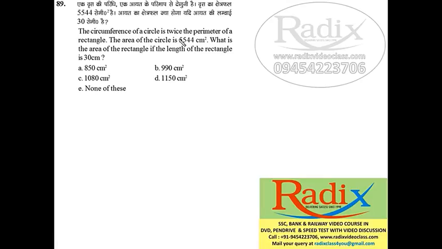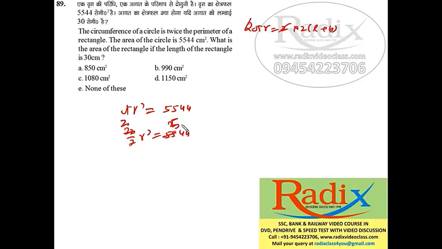The circumference of a circle is twice the perimeter of a rectangle. Now circumference is 2 pi r, twice the perimeter. Perimeter is 2 into (length plus breadth), right? So this 2 cancels. Now the area of circle, pi r square, is equal to 5544. Now 22/7 r square is equal to 5544. Now cancel it by 11. 11 2 ja, 5 ja, 0 4.